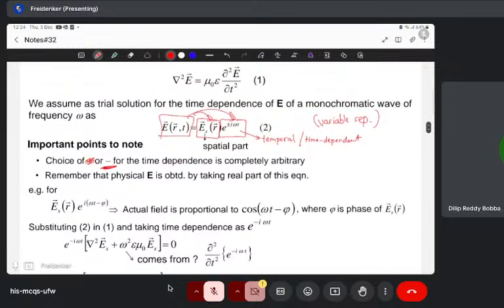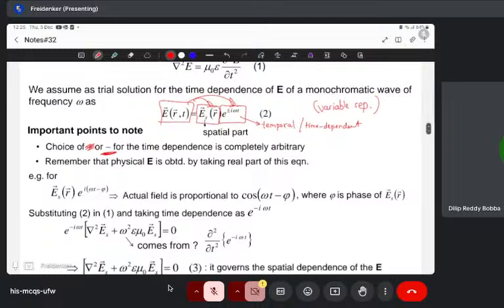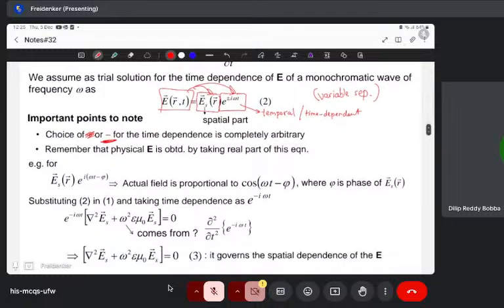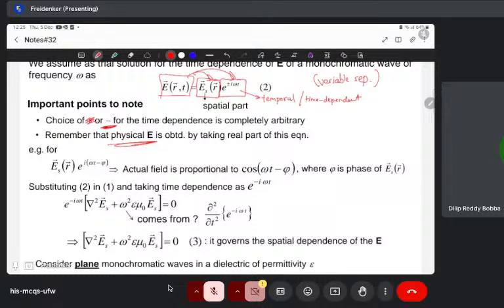And if you notice, we're involving imaginary numbers, right? But in the real world, there's no imaginary dimension or something, right? It's just there to help us out mathematically. So the real part of this electric field will give us the real value. The imaginary value is just there to help us out. So the physical, the real electric field is the real part of this equation.